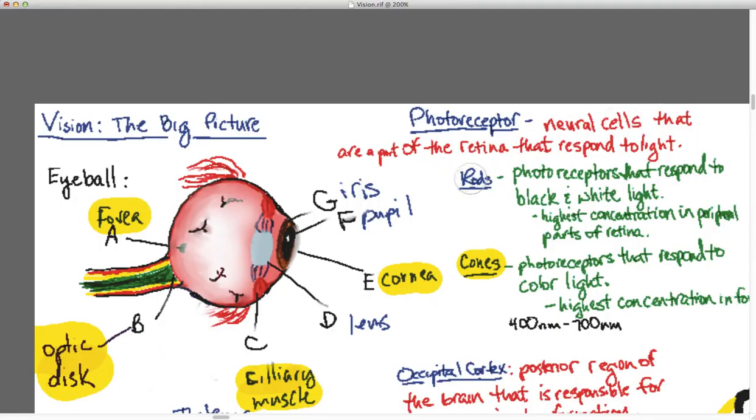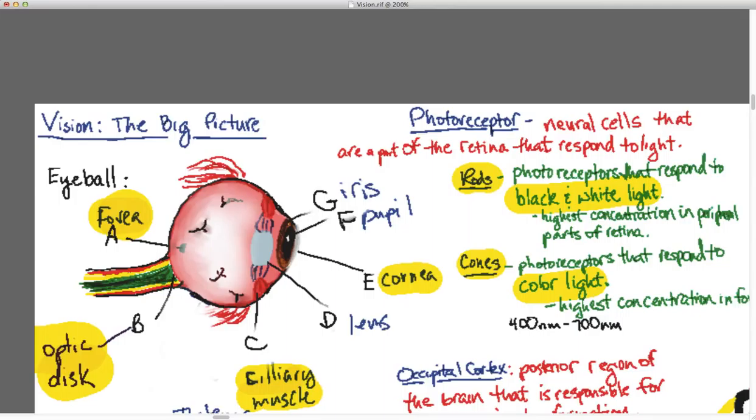Okay, and the other type of photoreceptors present in the eyeball are rods, and they're responsible for black and white light. So that was rods with black and white light, cones with colors, C and C, if you want to remember it that way. However you got to remember it. And the highest concentration of cones occurs in the fovea. There are no rods in the fovea. And the highest concentration of rods occurs in the peripheral parts. Okay?